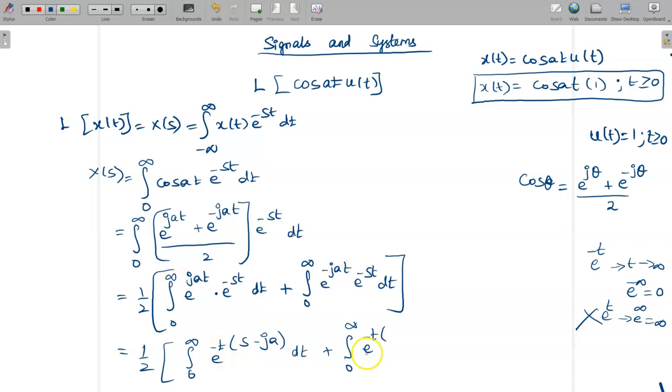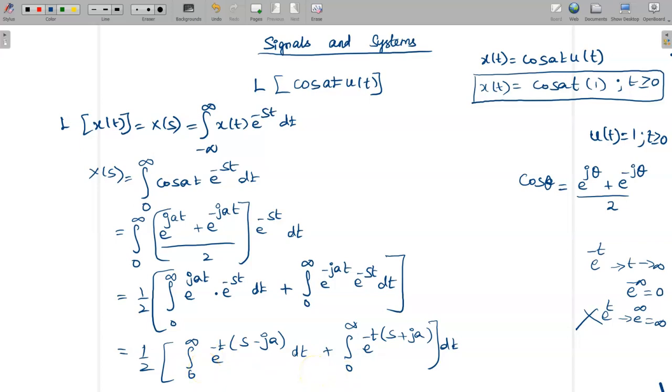So here also you are taking minus t. Here it is plus s, here it is plus ja. So we get e power minus st and e power minus jat, and then dt. Like this you rewrite this expression. After this, let us apply the integration formula.